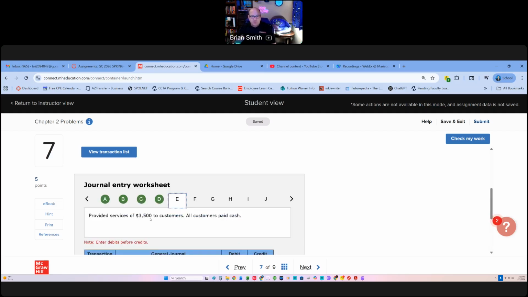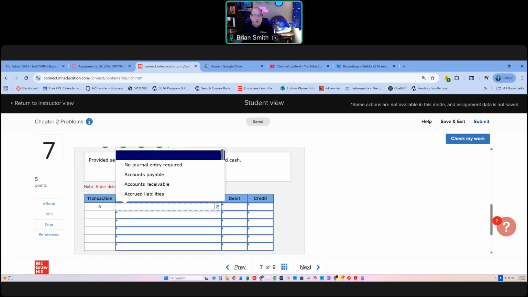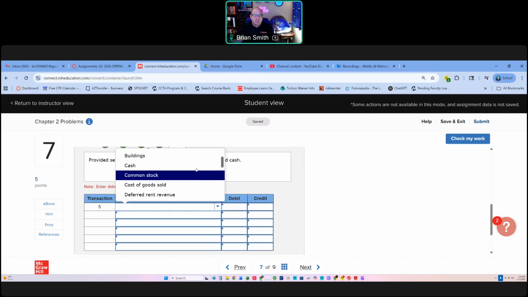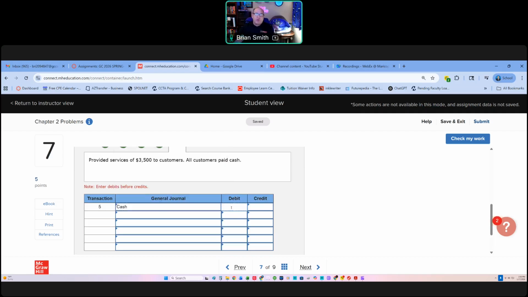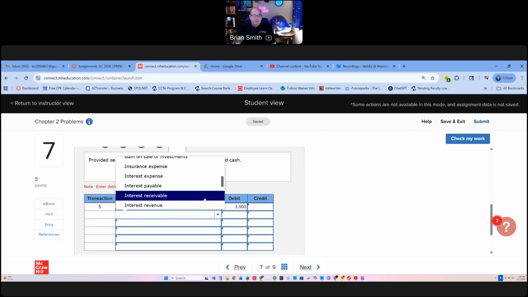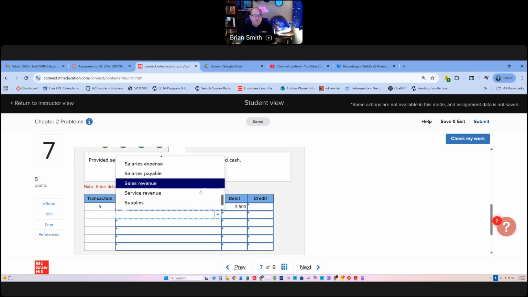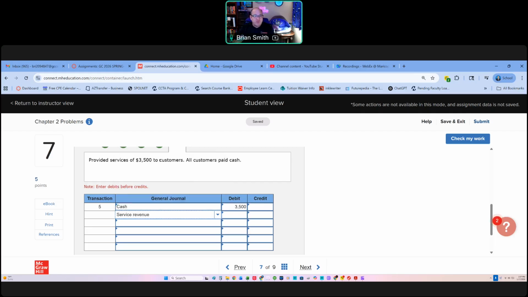Provided services for $3,500 to customers. All customers paid in cash. So we're going to come here and look for cash. There it is. 3,500. Whoops, one too many zeros. And then we're going to look for revenue of some kind. It could be service revenue. Let's look for service revenue. Sales service revenue. There it is. Because I think it's provided services. It's service revenue.